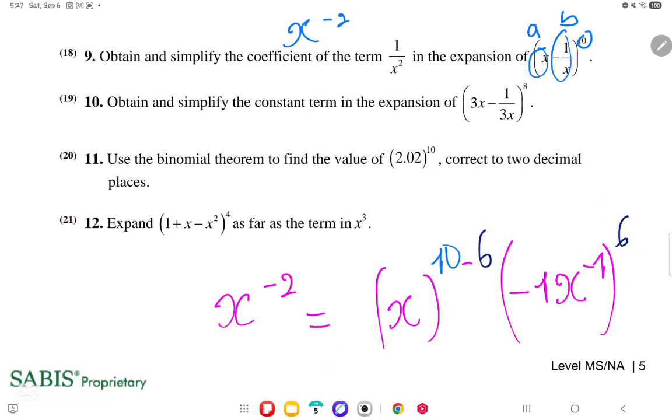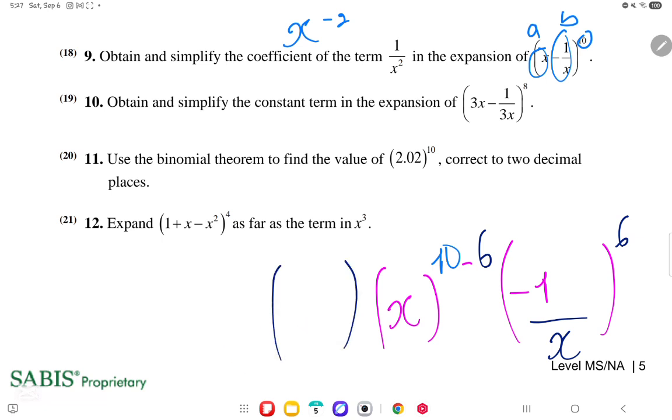Now, return everything back to normal. This is going to be what? This is going to be minus 1 over x. And this is going to be 1 over x squared. Now, what did we forget as well? We forgot to put the combination. What's the combination in this case? 10 minus 6 is 4. The combination is n on top, which is 10, and then k on the bottom, which is 6.